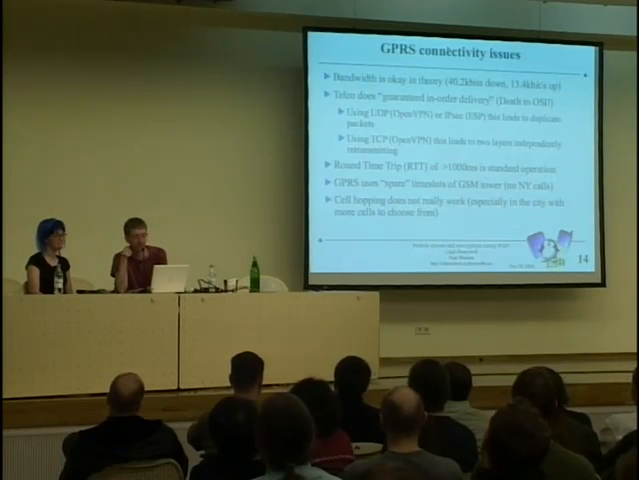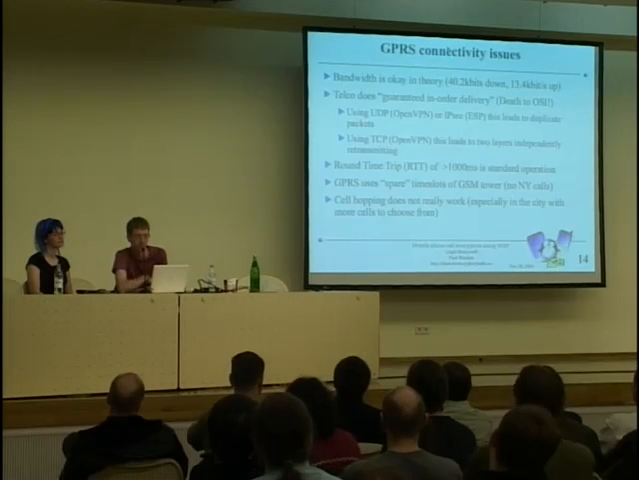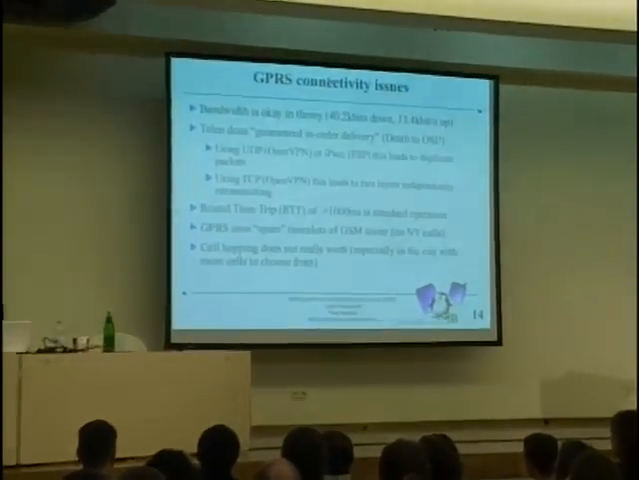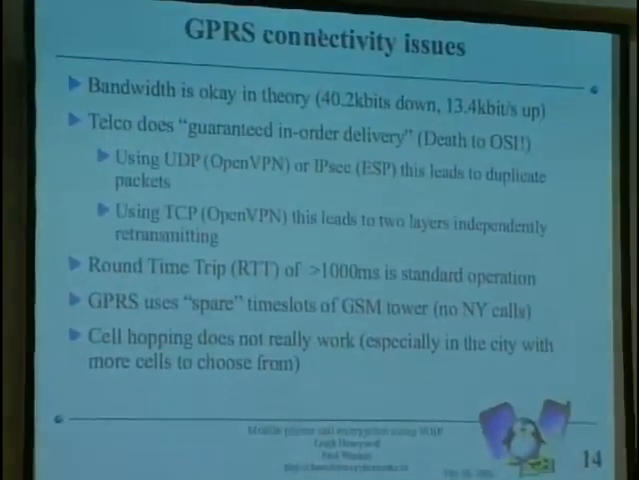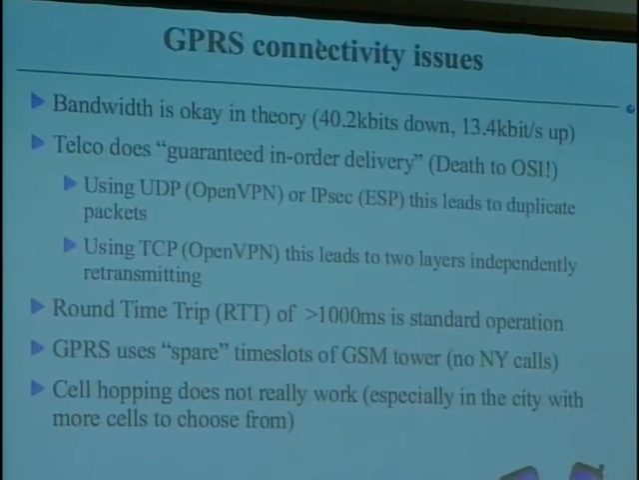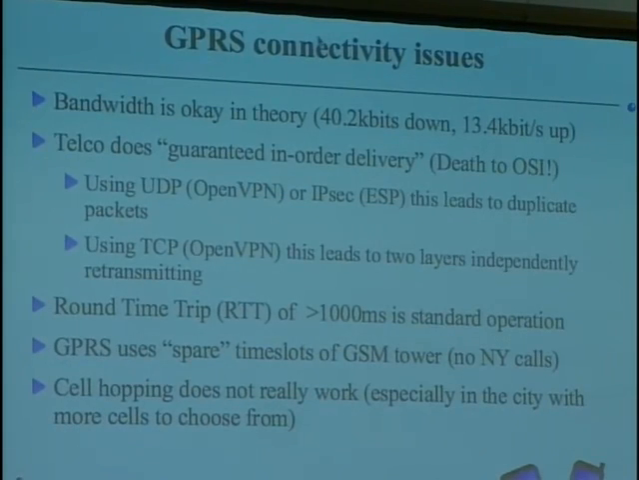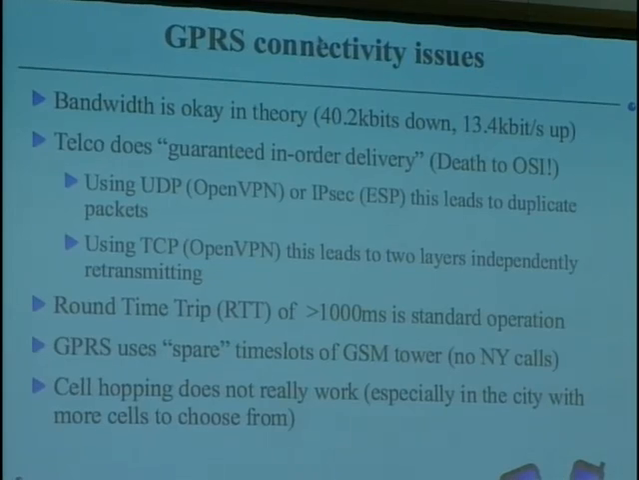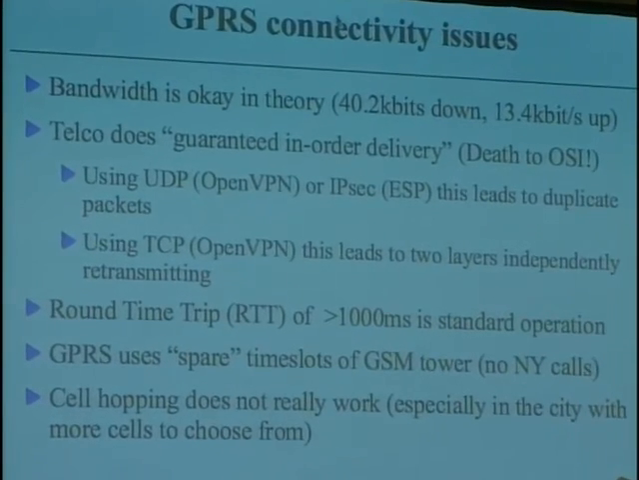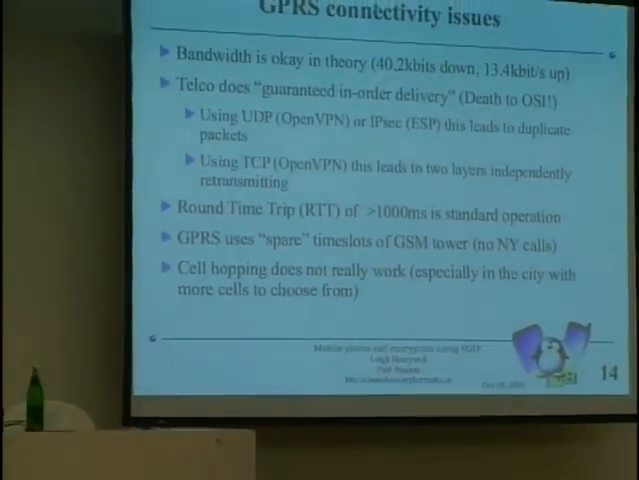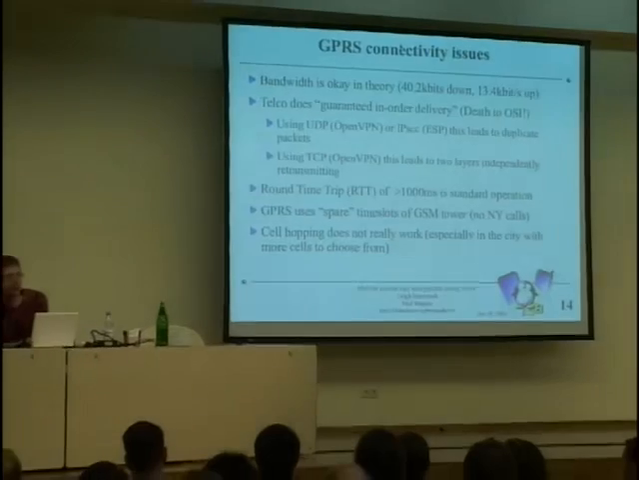So if we look at GPRS, the theoretical bandwidth is about 40K down and 30K up. One of the problems of the telco and IEEE in general versus the IETF is that the telcos have decided that they need to do a guaranteed delivery. So if some packet transmission is lost, they will keep the packet, and because they also want in-order guaranteed delivery, they will keep all the other packets they already have until they can resend that one packet, and then they will resend everything else. This is completely different from how the internet works.